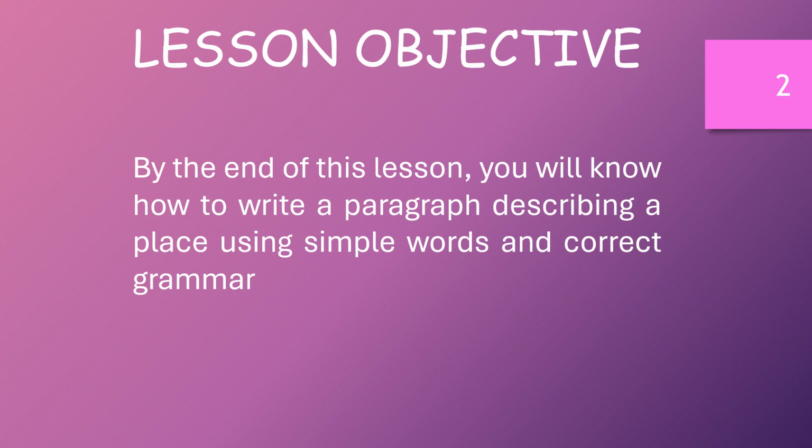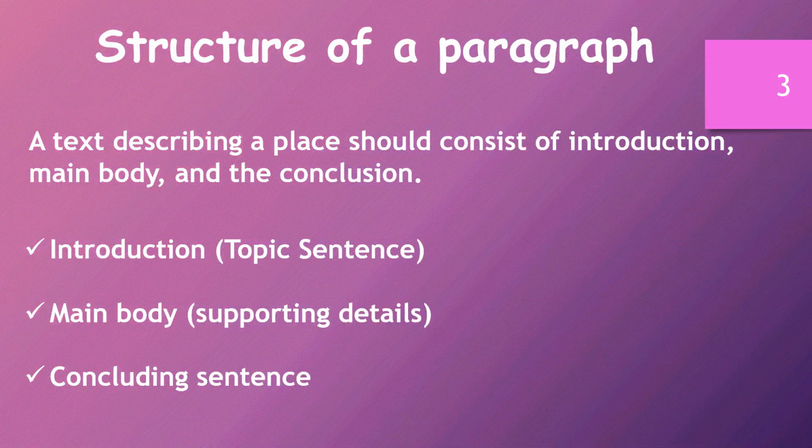However, this lesson will concentrate on how to actually write the paragraph, incorporating everything you have learned in the previous lesson. So let's start with the structure of a paragraph. I already shared the structure with you in the previous video, and here I'm just revising it. A paragraph describing a place must have three things: a topic sentence, supporting details, and a concluding sentence.